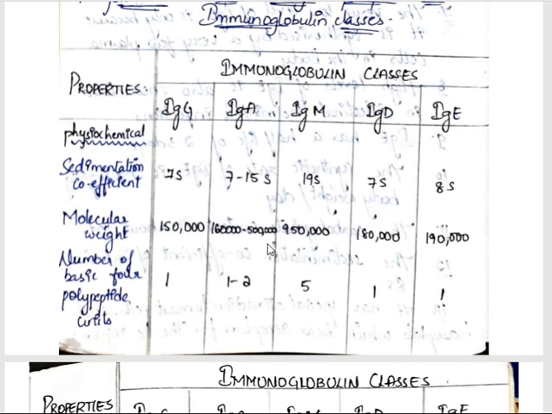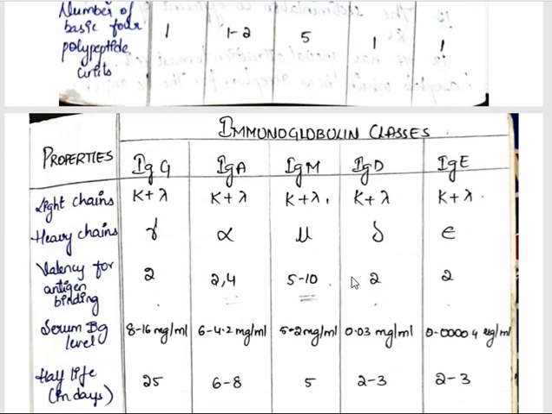even 5 lakhs in the dimer case, and then IgM is 9,50,000, IgD is 1,80,000, and IgE is 1,90,000. The number of basic 4-polypeptide units: here it will be 1, here again 1, but as a dimer it may have 2, and IgM is a pentamer, so obviously 5, and IgD is 1, IgE is also 1. Then coming to the light chains, all have kappa plus lambda types, but for heavy chains, IgG contains gamma, IgA is alpha, IgM is mu, IgD is delta, IgE is epsilon.